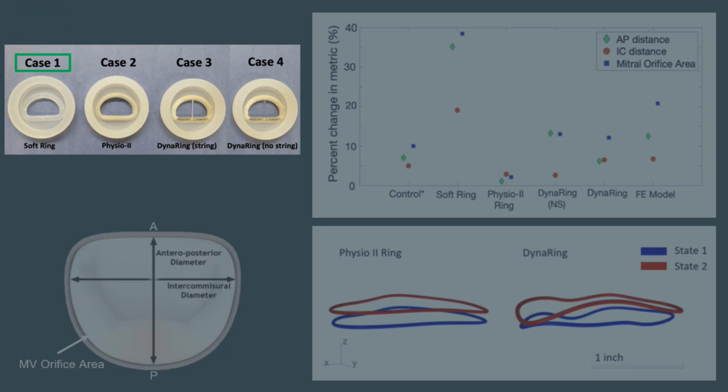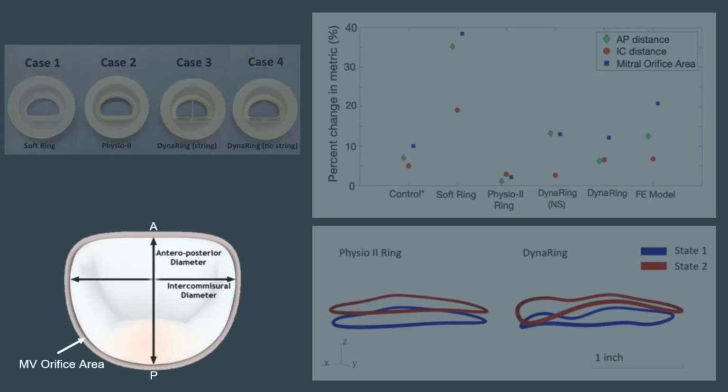The first was a soft, low-stiffness silicone ring used to provide a baseline comparison. The second was a Physio2 ring, chosen as a representative case for commercially available semi-rigid rings. Cases 3 and 4 were our custom ring, named DynaRing, with and without the PTFE filament. Testing without the filament is done to explore the effect of limiting the AP diameter.